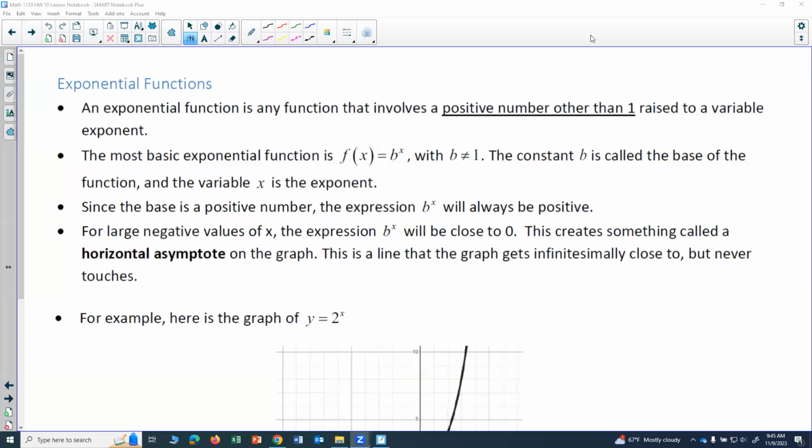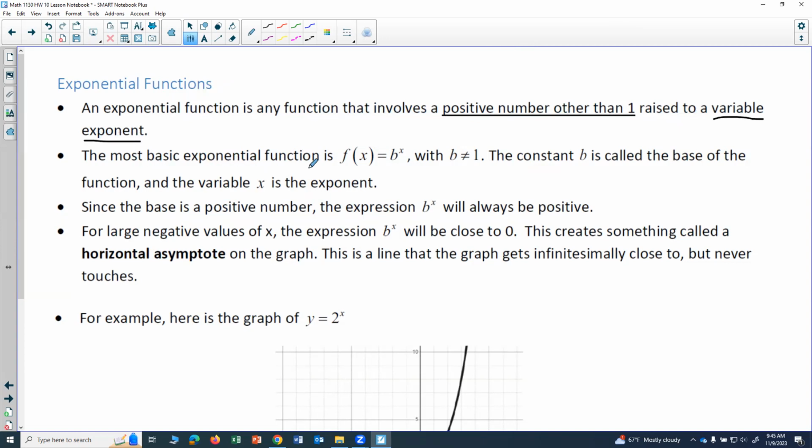This video gives an introduction to exponential functions. An exponential function is any function that involves a positive number other than 1 raised to a variable exponent. So that's really the key to exponential functions, is that the variable is the exponent.